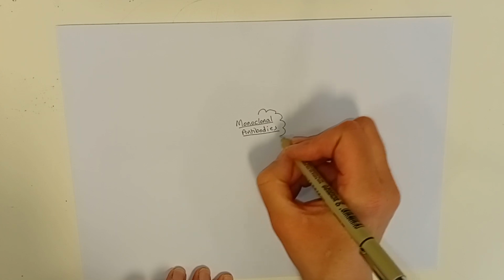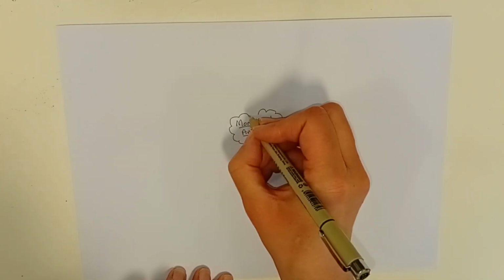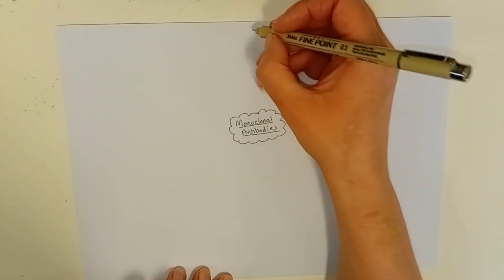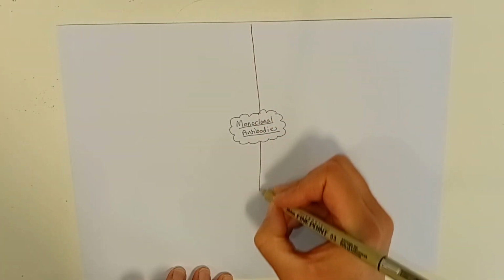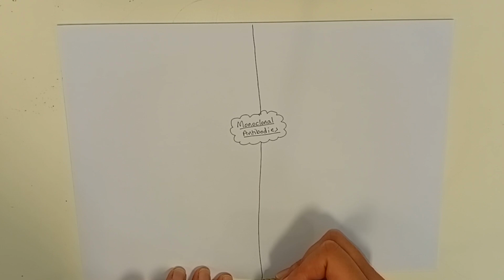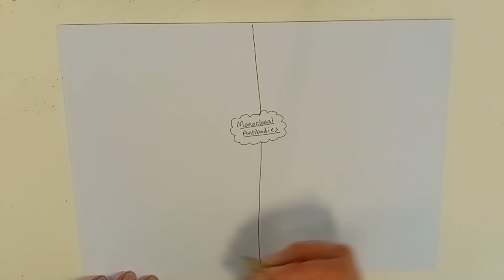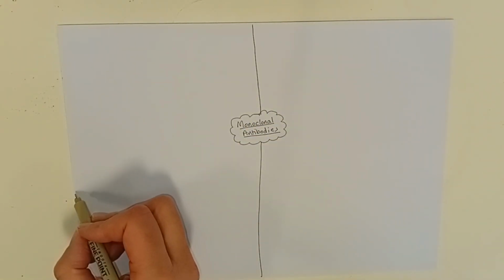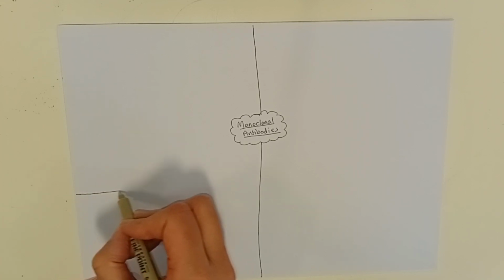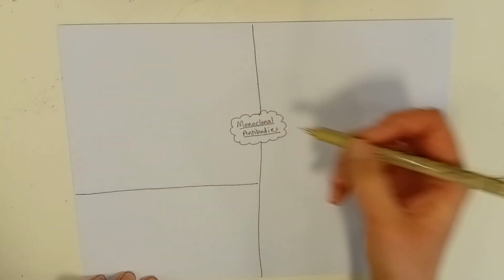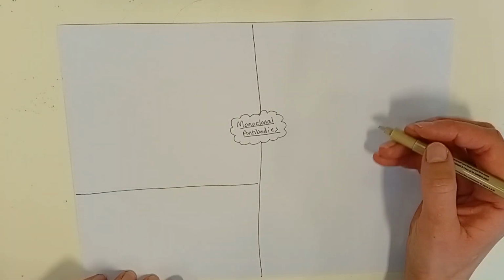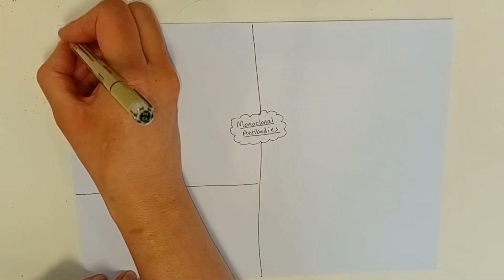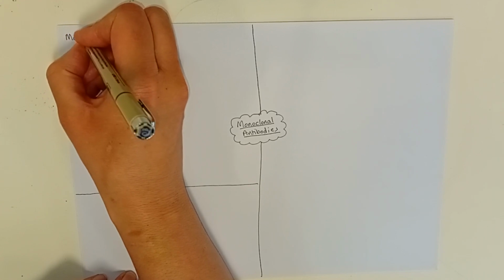And as always, drawing it in a cloud. I'm going to divide the page in half. And then this side is going to be divided into about a third from the bottom and two thirds at the top. So I'm going to do 3 different sections today. The first section is going to be making monoclonal antibodies.